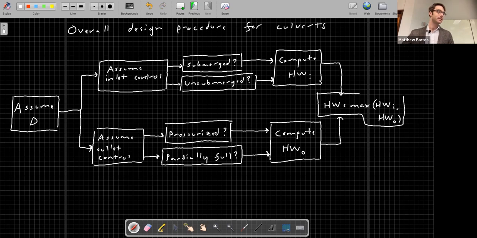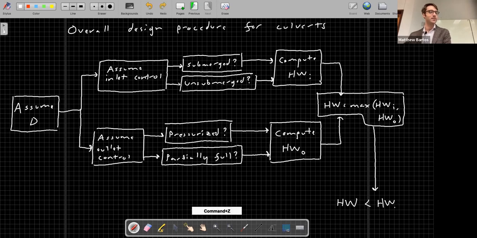Okay, so we take that as our headwater depth, our true headwater depth. Finally, we check, is our headwater depth less than our desired headwater depth? I'll just write that HW. Let me write it HW max, because we're usually interested in a maximum allowable headwater depth. So we check if our headwater depth is less than our maximum allowable headwater depth.